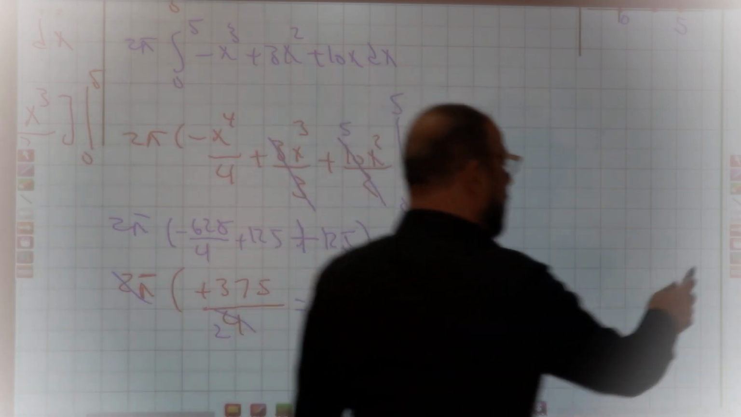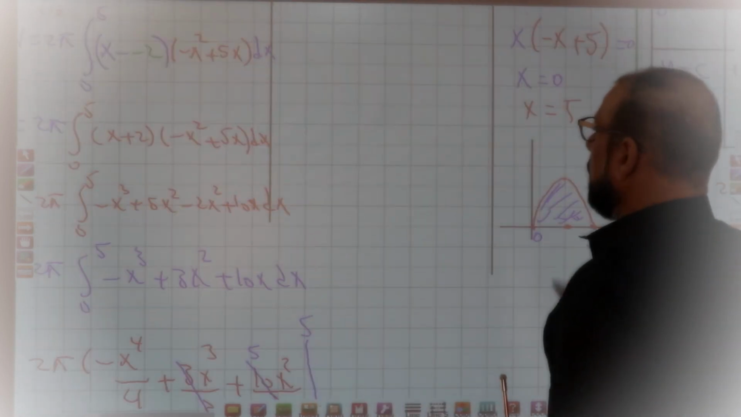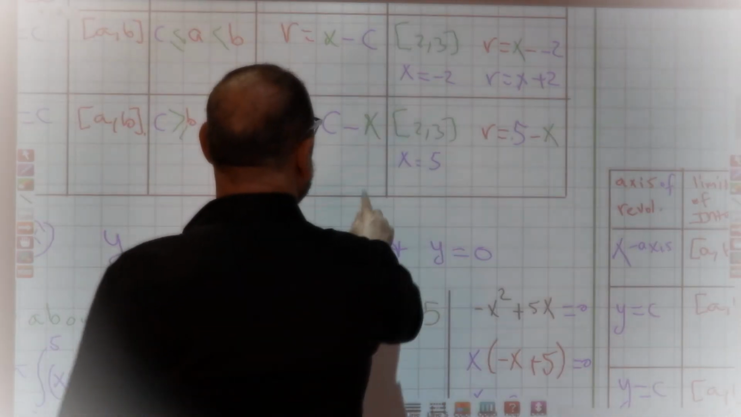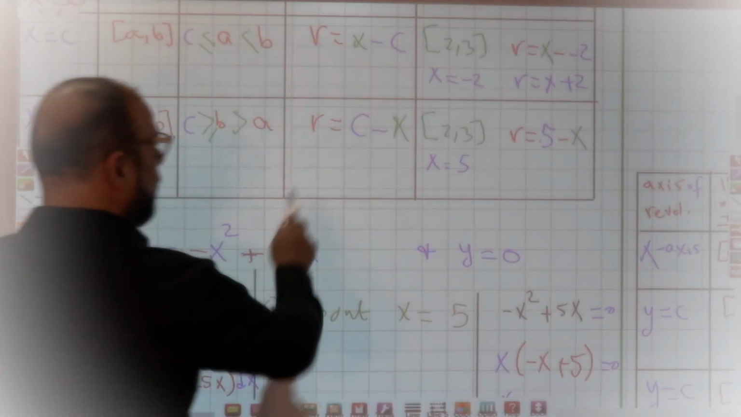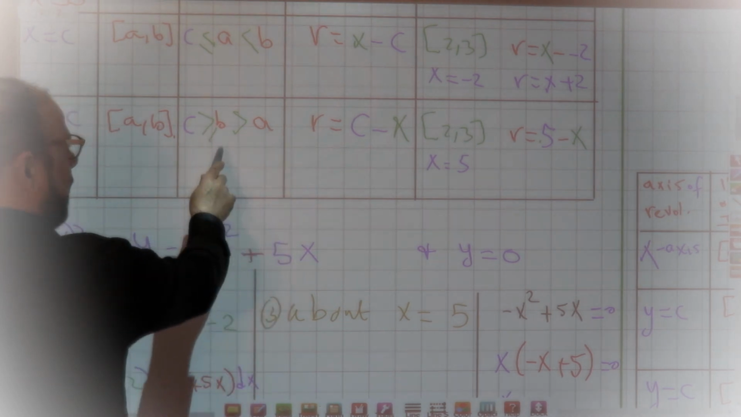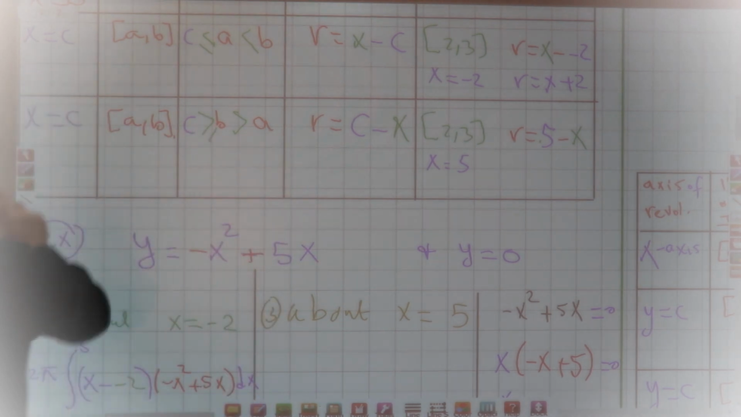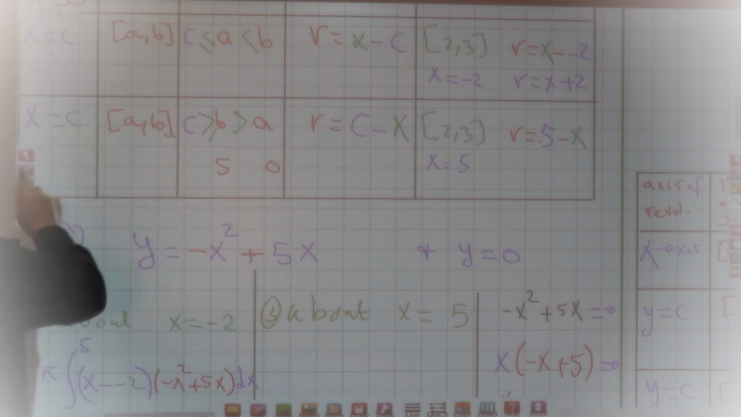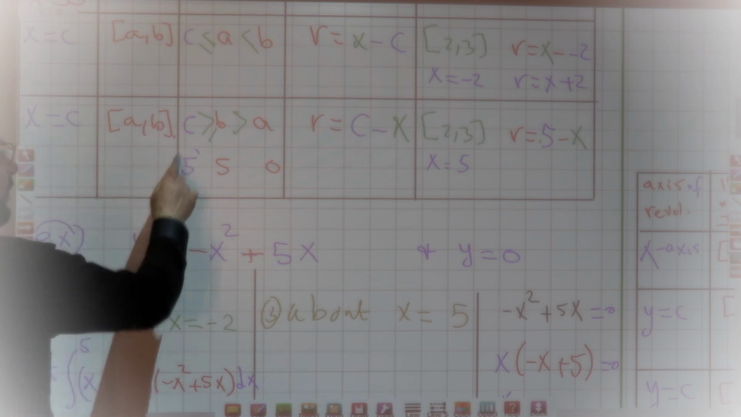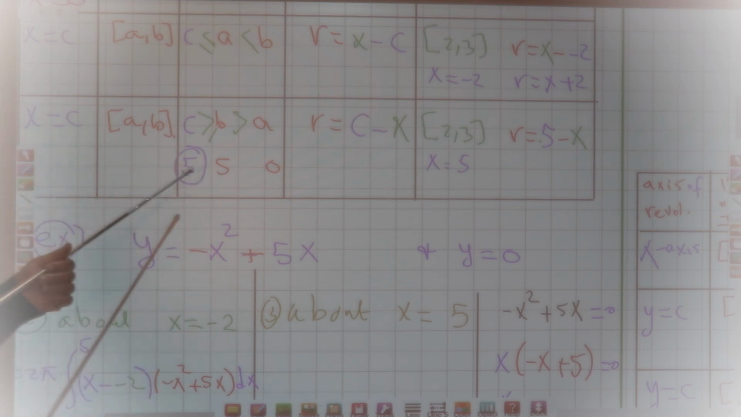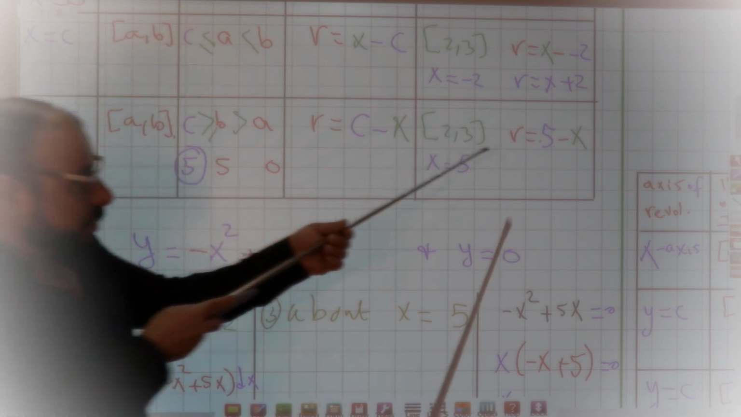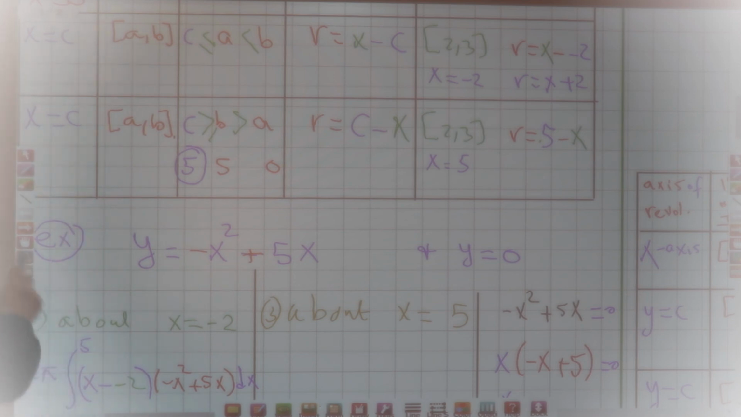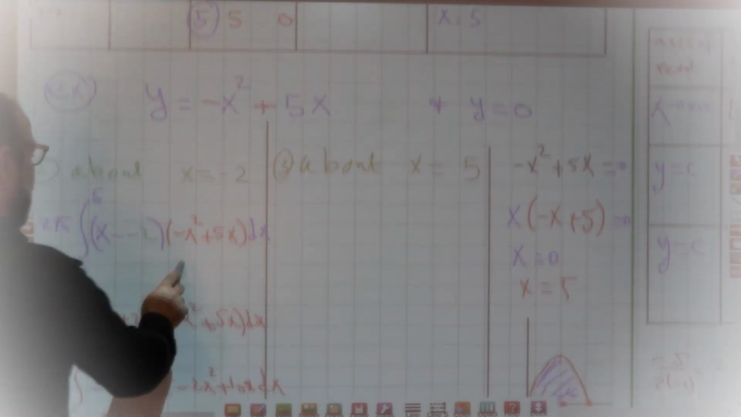Okay. Now the last one, about x equal 5. Look here, the last rule here, right? 5 is greater than b, my limit of integration 0 and 5, right? This is 5 and this is 0, and my c is 5. I meant to have the same number. When we have the same number, we're going to apply the rule. What's my radius? 5 minus x. Lucky me, right? Good.